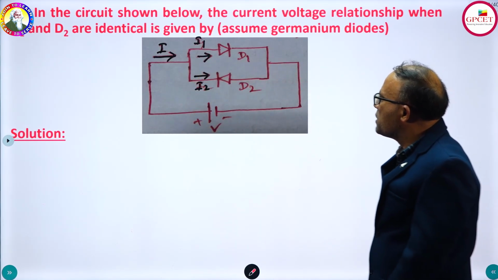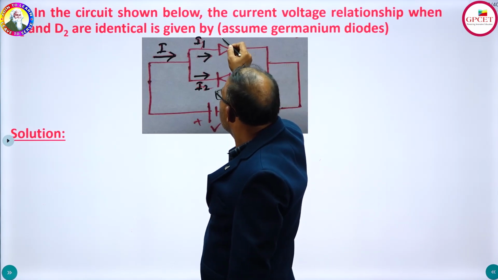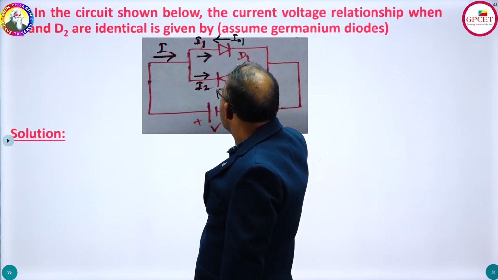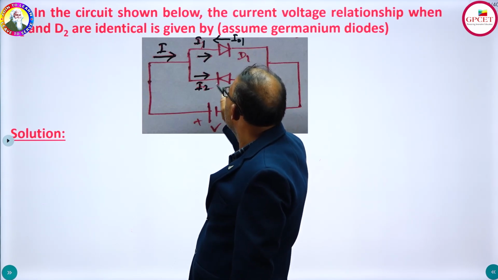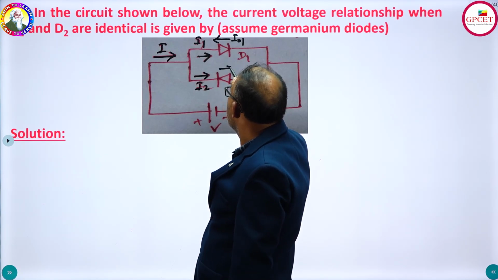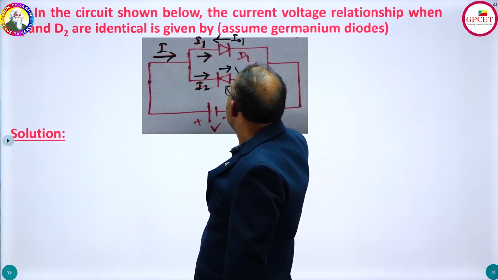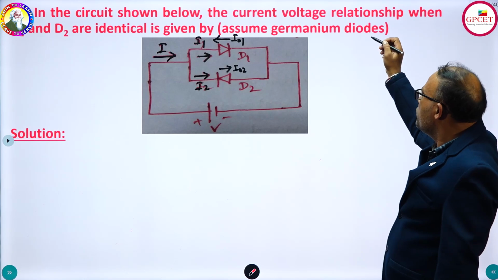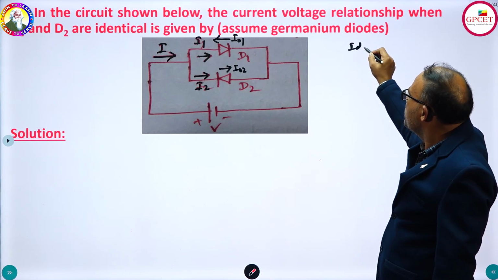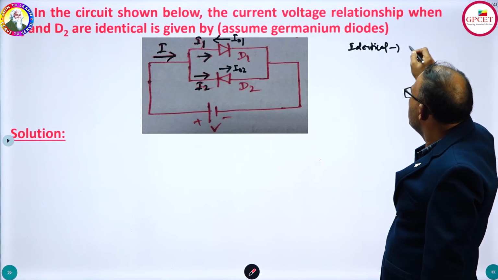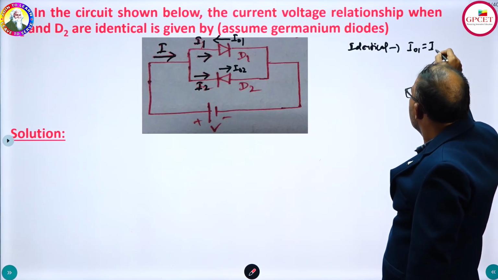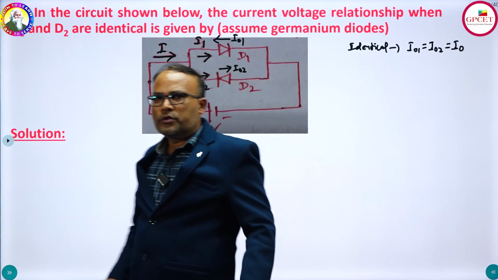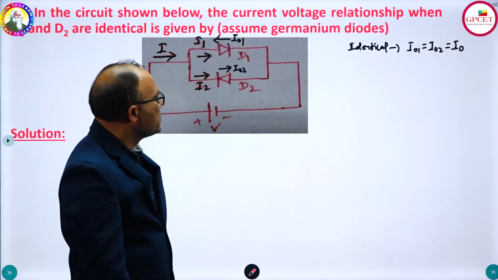Similarly, here we can draw the reverse saturation current. It is flowing like this, which is nothing but I01. Here also the reverse saturation current is flowing, this is I2, but the reverse saturation current is flowing like this, so it is equal to I02. Both the diodes are identical. If both diodes are identical, you need to remember one point here: reverse saturation currents are equal. I01 is equal to I02, which should be equal to I0. If both the diodes are identical, both will have the same reverse saturation currents.